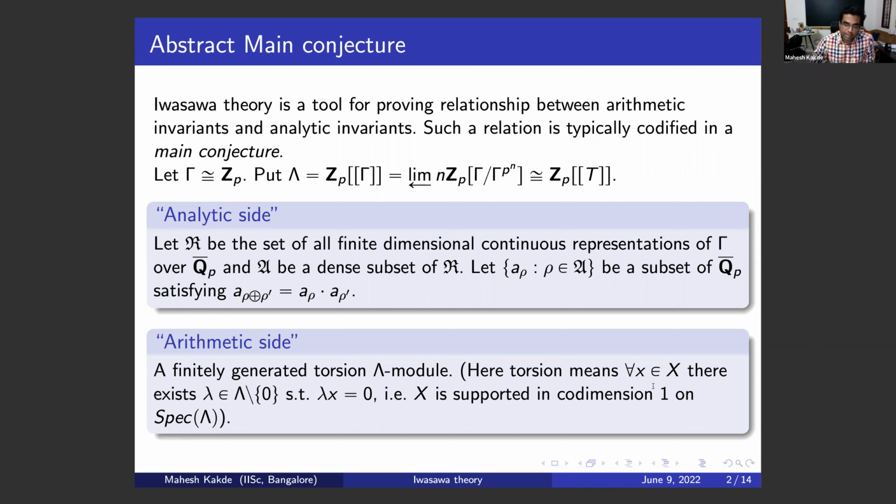Or another way of saying this is that X is supported in codimension 1. Or another way of saying that is X tensored with the total ring of fractions of Lambda is actually 0. Okay, so these are some equivalent ways of saying that X is a torsion Lambda module. So on one side you have analytic objects, which will be L-values, and on another side you will have some arithmetic objects, typically a Selmer group.